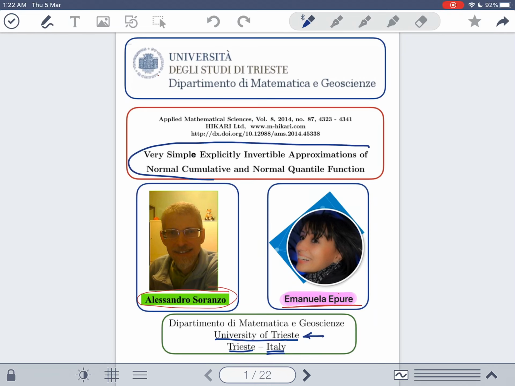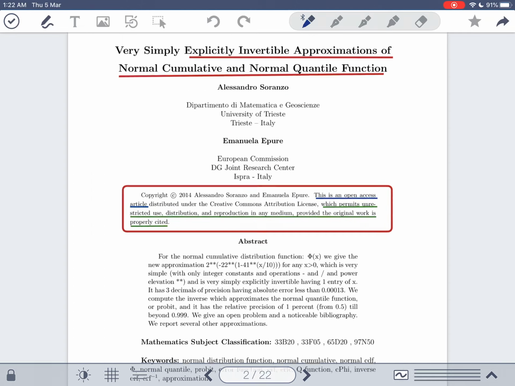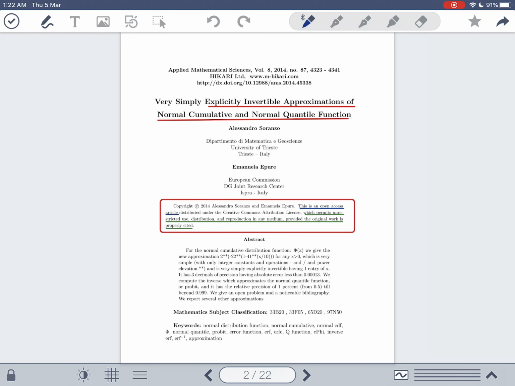This is the title of the research paper. It was done in 2014. And you can find it online if you go to this website here. Okay, so now what did they do? Before I start, I want you to see something here, is that they clearly mention that this is an open access article which permits unrestricted use, distribution, and reproduction in any medium, provided the original work is properly cited. So as you can see, I'm showing the paper and showing both their names here. So I'm properly citing their work.